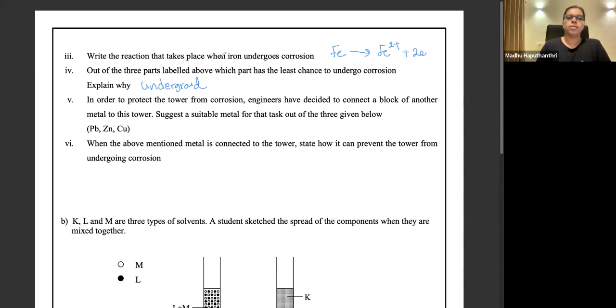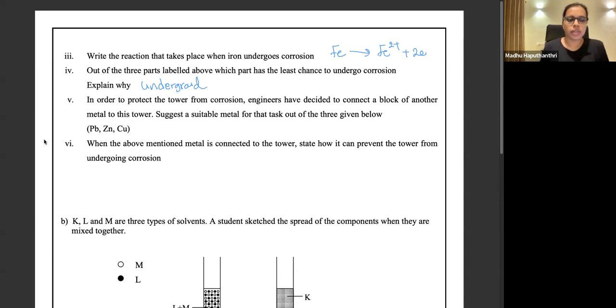Fifth one, in order to protect the tower from corrosion, engineers have decided to connect a block of another metal to this tower. Suggest a suitable metal for this task out of the 3 given below. Which one would do the job? Lead or zinc or copper? Yes, it is zinc, not copper. Huh? Few of you are telling copper. No. It has to be a certain element which is found above iron in the reactivity series, right? Above iron in the reactivity series.